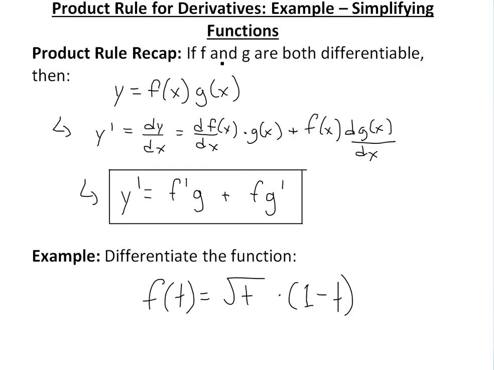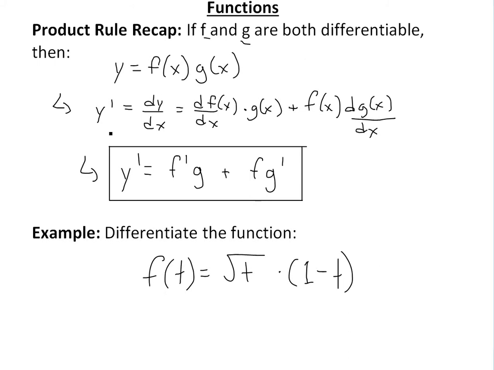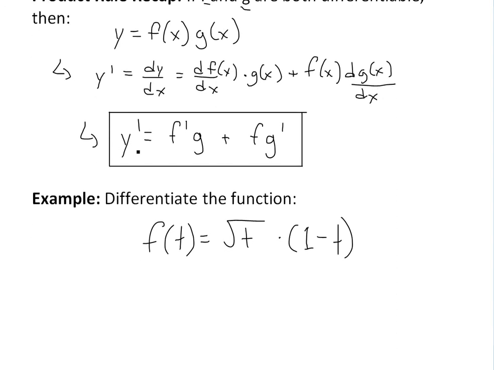If f and g are both differentiable functions, meaning the derivative of both exists on any interval you're finding, then if you have y equals f of x times g of x, the derivative is the derivative of f of x times g of x plus f of x times the derivative of g of x. Or in another form, y prime equals f prime times g plus f times g prime.